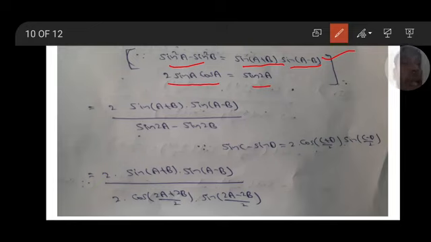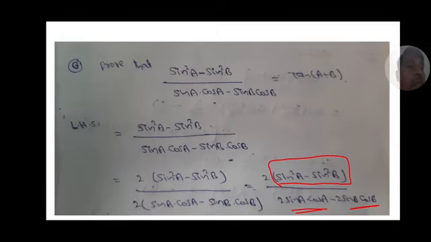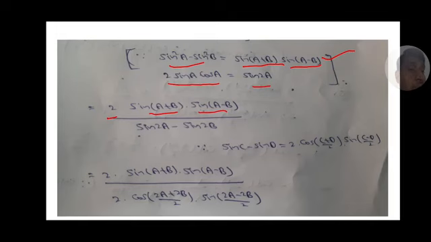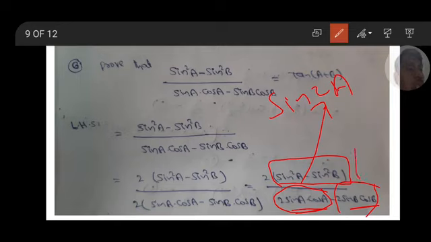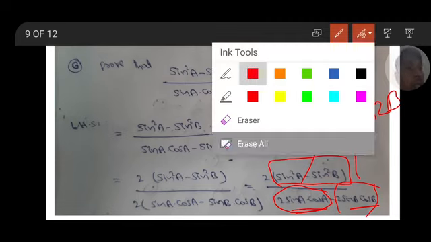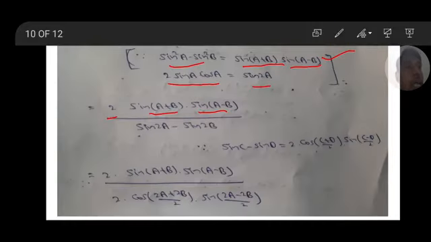So in the numerator we get 2 into sin of a plus b into sin of a minus b, and in the denominator we have 2 sin a cos a, which becomes sin 2a, and 2 sin b cos b, with b instead of a, becomes sin 2b. So we get sin 2a minus sin 2b.